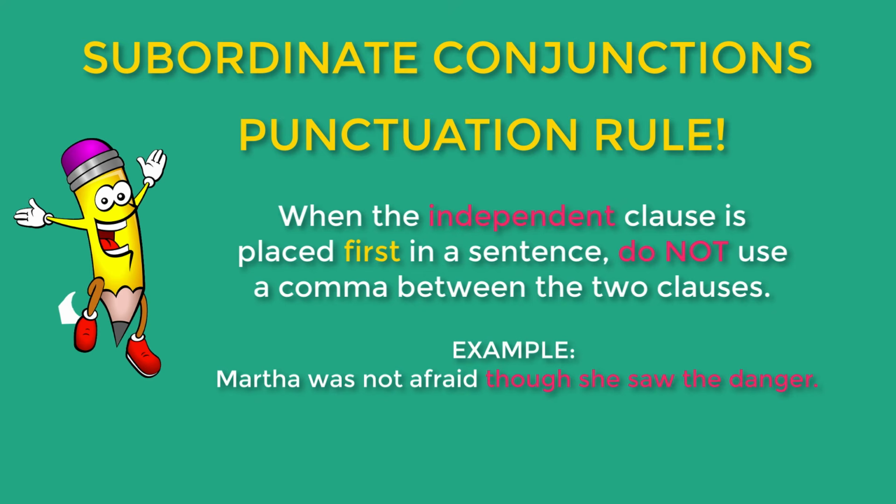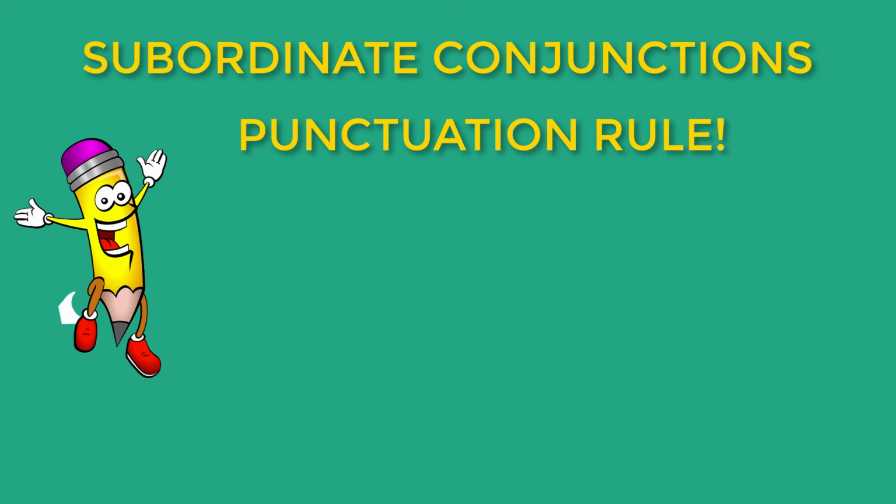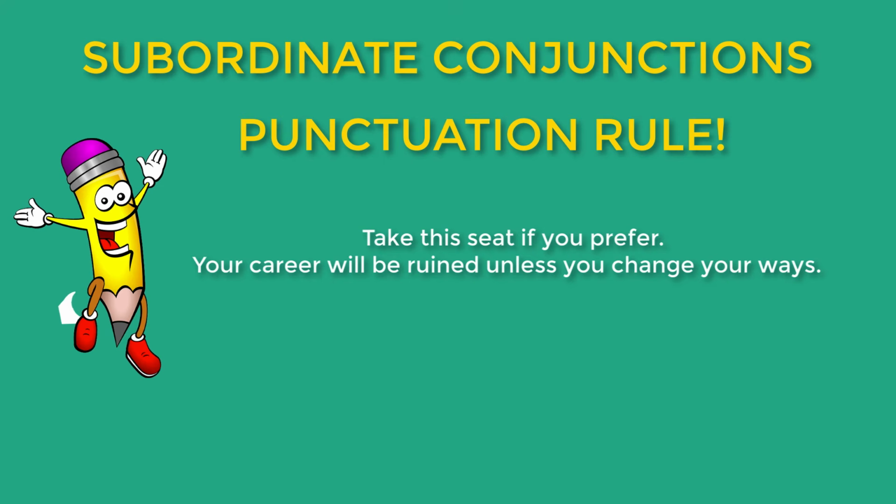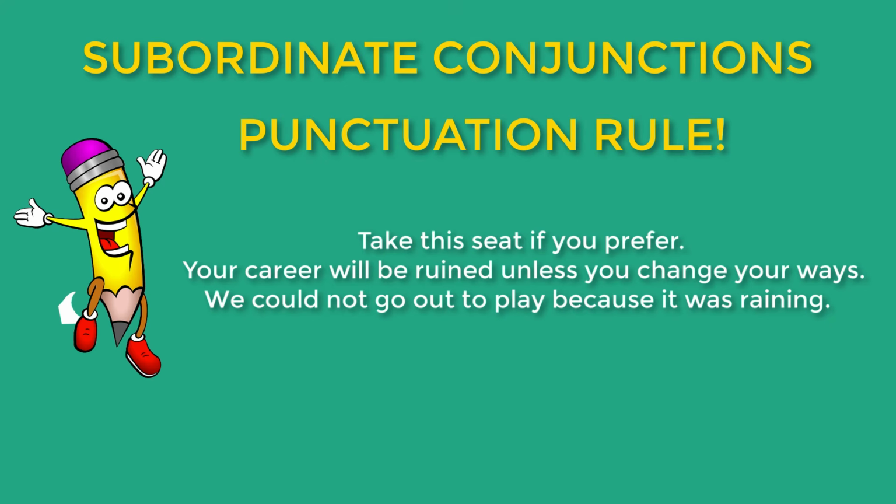In the previous example, we had seen that the sentence began with the dependent clause and the subordinate conjunction though. But in this case, the dependent clause is at the end and the subordinate conjunction is in the middle, joining the two clauses. We do not need to insert a comma in this case. Let's look at some more examples. Take the seat if you prefer. Your career will be ruined unless you change your ways. We could not go out to play because it was raining.